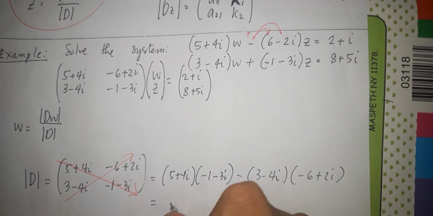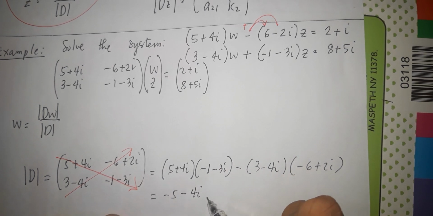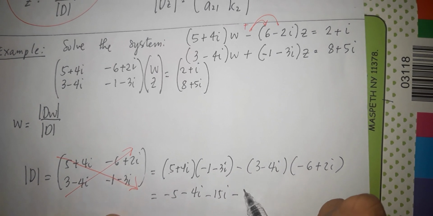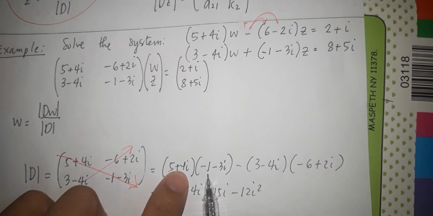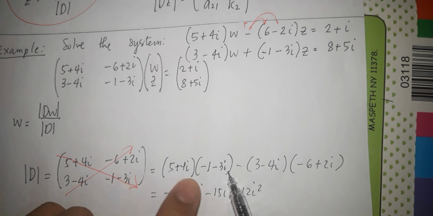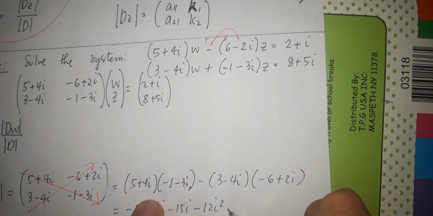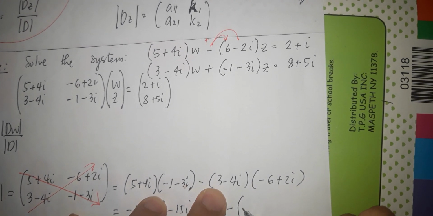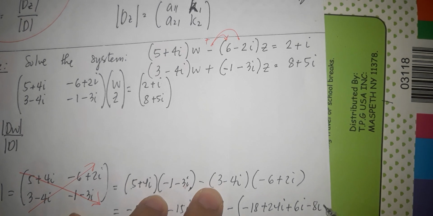So multiplying, that gives you negative 5, minus 4i, minus 15i, minus 12i squared. That's 5 times negative 1, negative 5. 4i times negative 1 is negative 4i. 5 times negative 3i is negative 15i. And then positive 4i times negative 3i is negative 12i squared. So minus the quantity, multiplying, that's negative 18. This one is plus 24i. This one is plus 6i minus 8i squared.